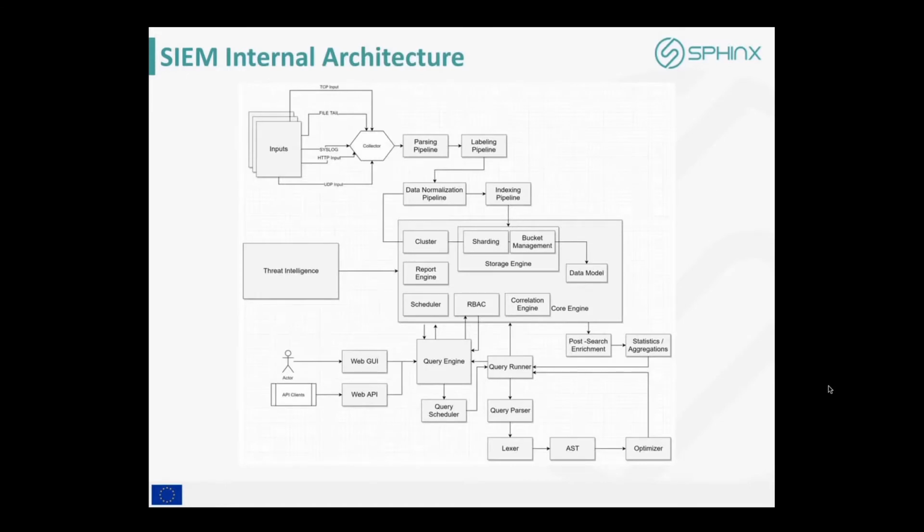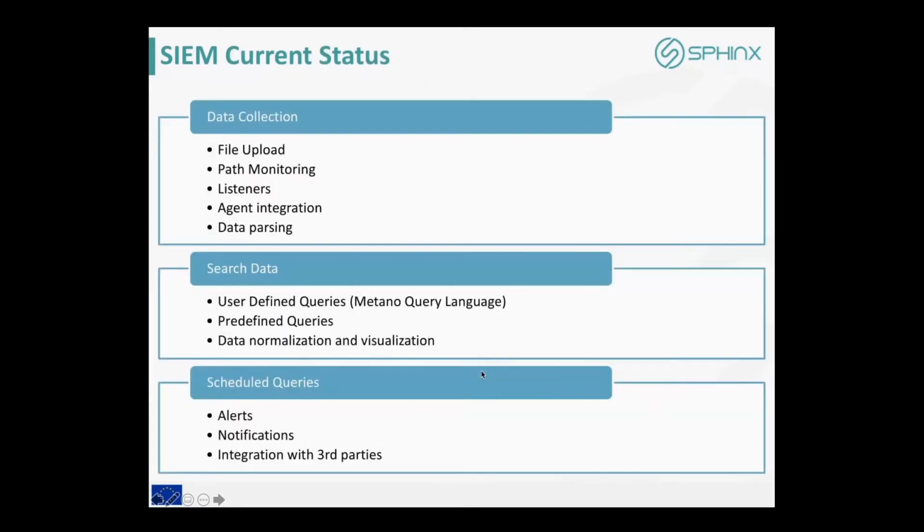So in a global way, we have a standard CM architecture where we have the inputs, they go to the pipeline, we have the storage engine, the threat intelligence feeds, and we provide a web GUI for the users or a web API.